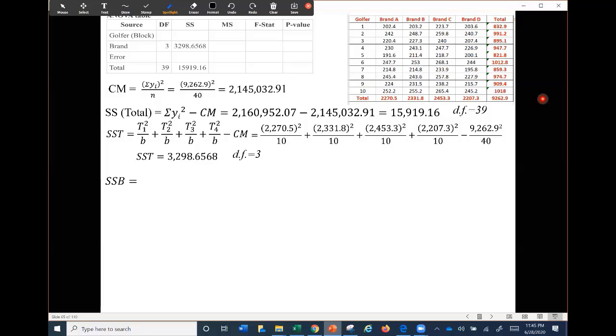The sum of squares due to block, then we have to do the same thing that we did with treatment. The formula should be similar to the sum of squares for treatment, but in this case we are going to use instead of the sum of each column the sum of each row, because the first block is my first golfer. The first golfer hit 4 balls. Each ball has a different brand. This is my first block, my first golfer.